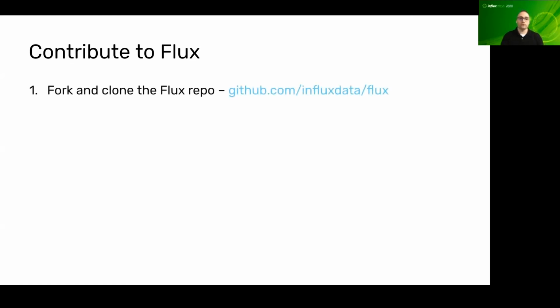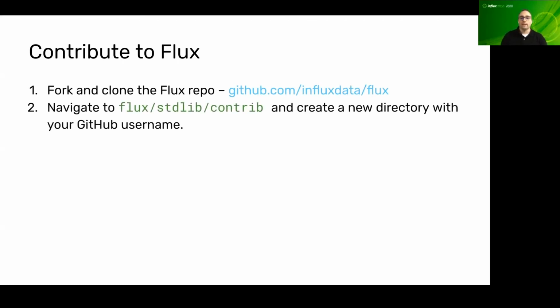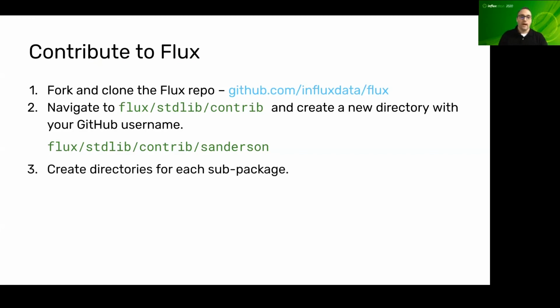So the steps to contributing to Flux: 1, fork and clone the Flux repo at github.com/influxdata/flux. Navigate inside of the Flux directory to the standard lib contrib directory. This is a directory that houses user contributed packages. Create a new directory using your GitHub username so that all of your packages are namespaced to your GitHub user. So in my case, I would create a directory at Flux standard lib contrib Sanderson. That's my GitHub username. I would then create directories for each subpackage.